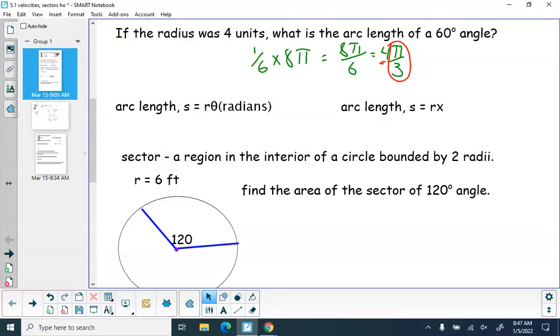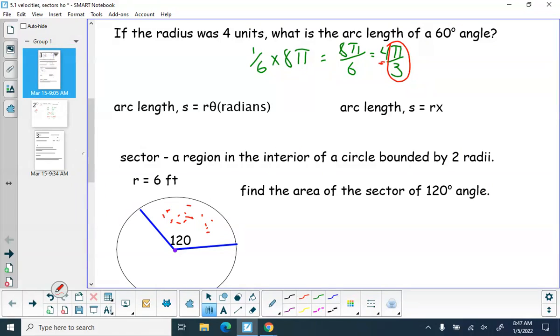Now, when you're talking about the arc length, it's just the pizza crust. It's the outer edge of the pizza crust. The sector is what we like. The sector is the good stuff. It's the sauce, it's the cheese, it's the actual pizza. So when you're talking about a sector, that's all this right here. This is the sector. We have two radii. What's in the interior of those radii? That is called a sector.